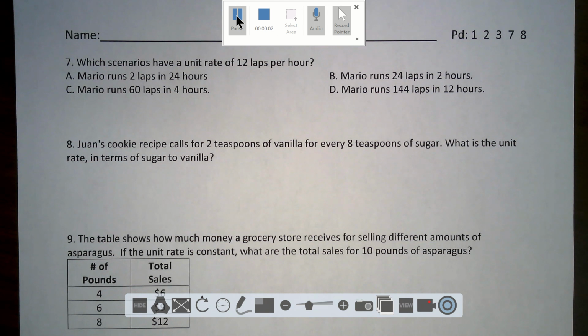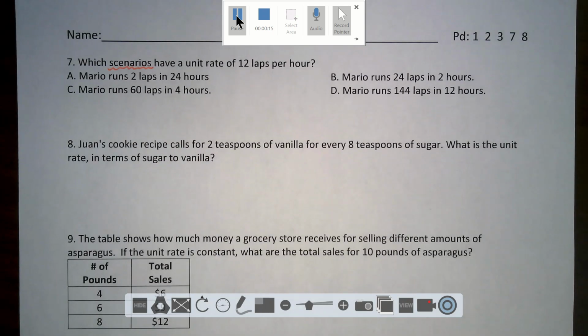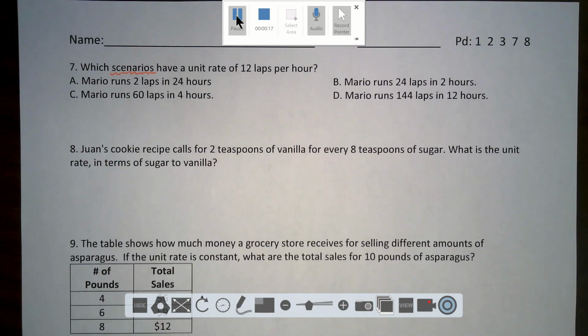Okay, page 2 of the Unit 2 study guide. Number 7. Which scenarios have a unit rate of 12 laps per hour? So it's something that I notice here. It says which scenarios. All right. So that means it's probably going to be more than one. But let's make sure. Okay, so my unit rate is 12 laps per hour.